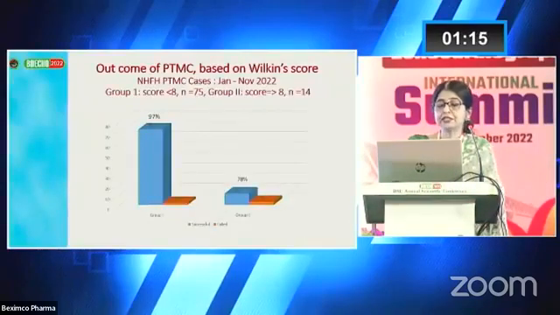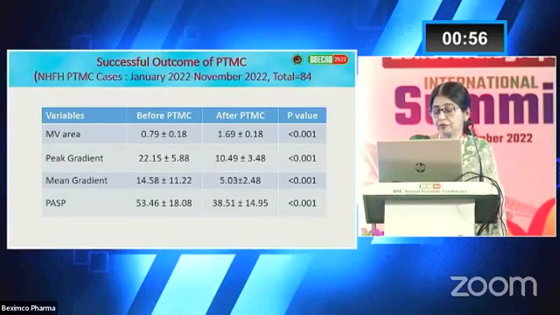In our institute this year, 89 cases underwent PTMC. Based on the Wilkins score, with a score less than 8, 97% of cases had a good outcome, and with a score equal to or more than 8, 78% had success. So in the whole group who underwent successful PTMC, there is significant reduction in the valve area, peak gradient, mean gradient, and reduction in the PSP.